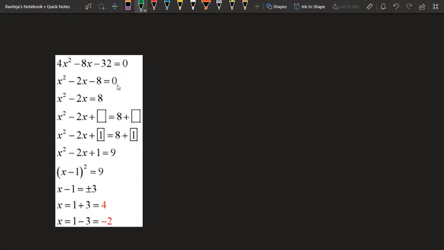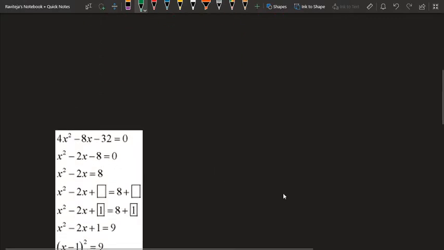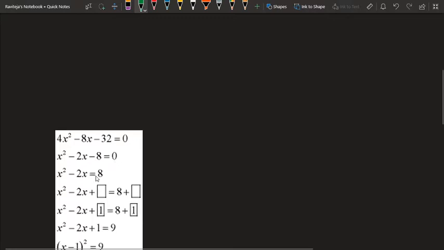Now we can actually start our method. So the next step is basically just to add c on both sides. Since we have a negative 8, we would just add 8 on both sides and result in x squared minus 2x equals 8. So basically, you see how negative 8 is our c value, so we just add our c value on both sides and result with this.